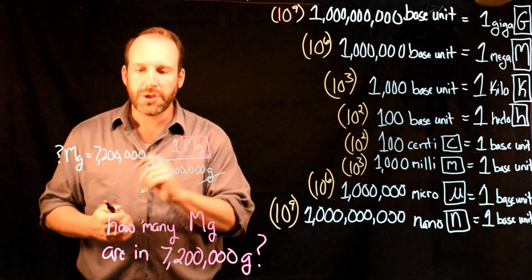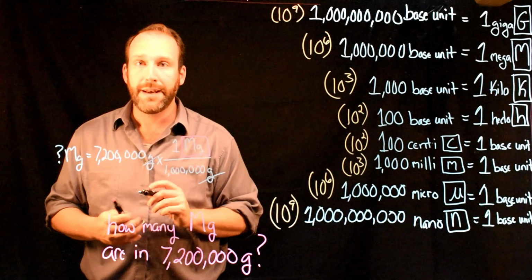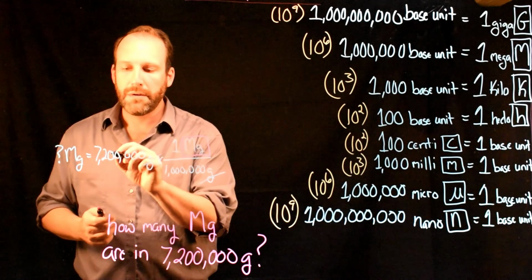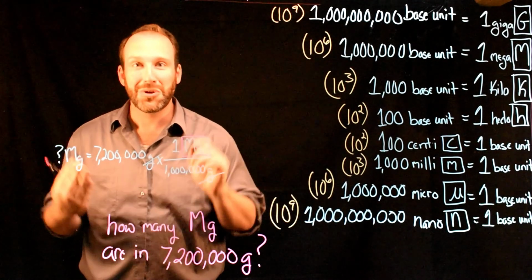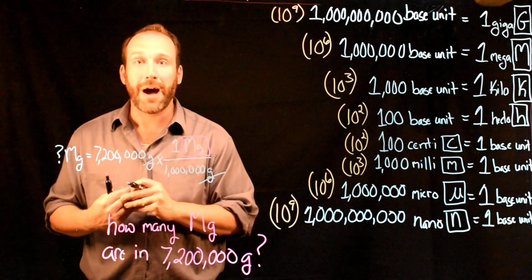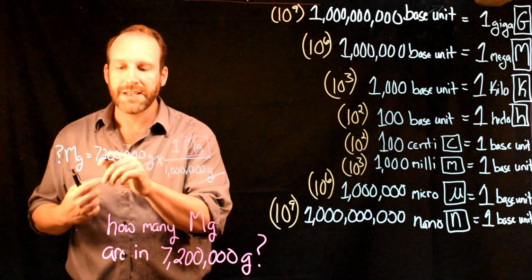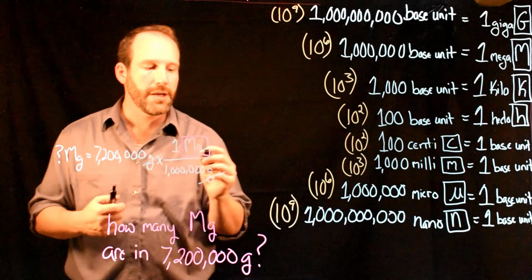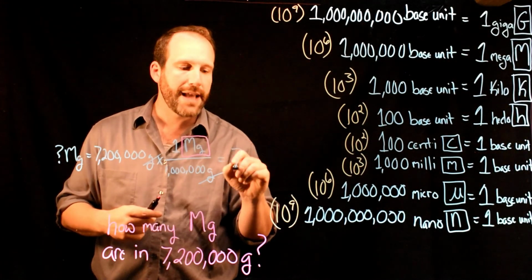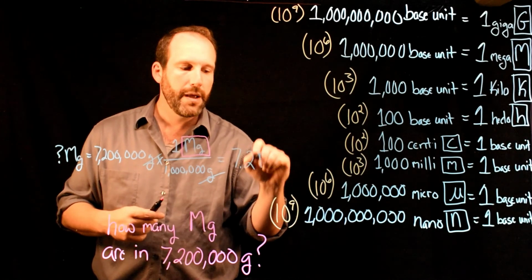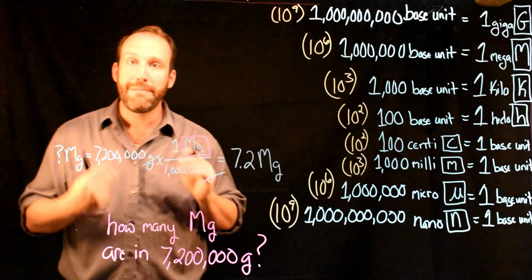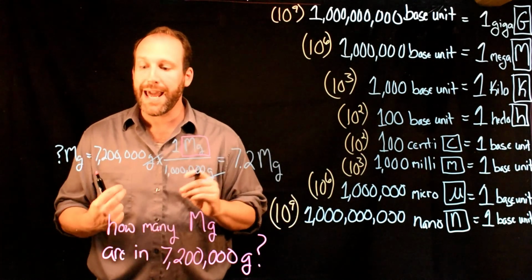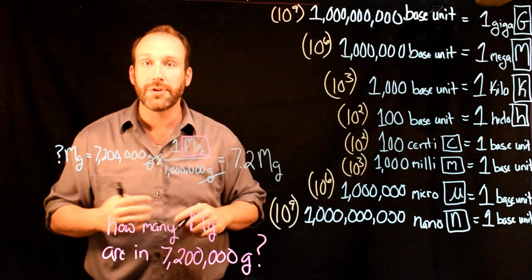So you might be able to do this math in your head. We're going to take 7,200,000, multiply it by 1. That's still 7,200,000. And then we're going to divide it by 1 million. If you take 7,200,000 and divide it by a million, what you're going to end up with is 7.2 megagrams. 7.2 megagrams is the same thing as 7,200,000 grams.